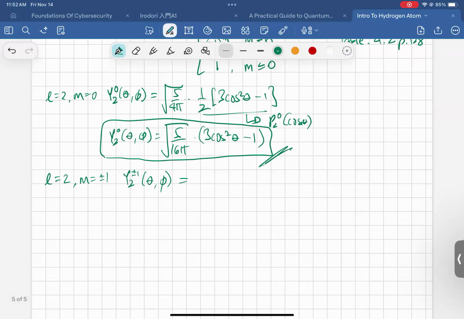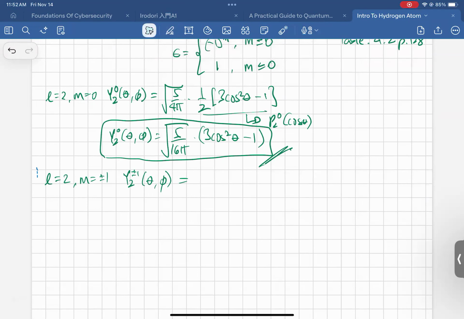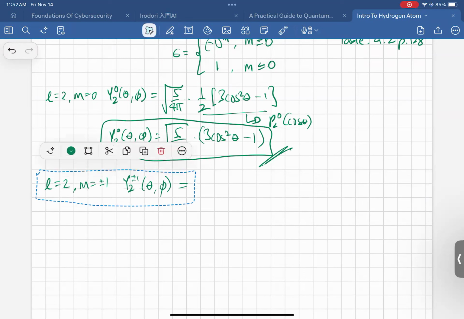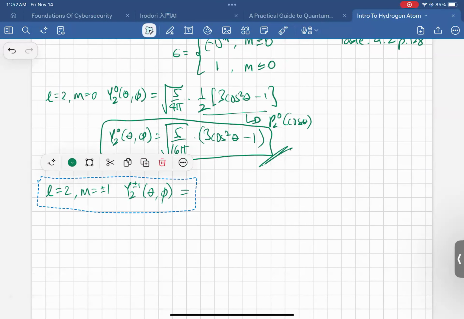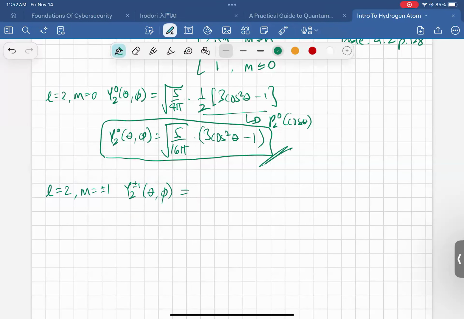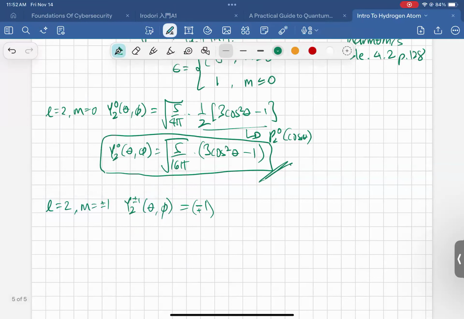Okay, magkakaroon tayo ng minus sign. Okay. That's for the case na m is greater than 0. What about for m less than 0? Then yung epsilon natin is 1. Okay, so minus plus of 1. Okay, yan yung epsilon. And then sa loob ng square root.